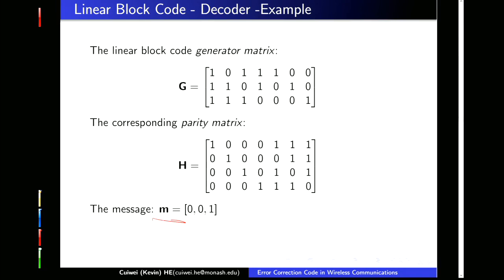So this is the input. This is the encoder matrix, and what is the output? It's just mG, which is the output we want. It should not be difficult.